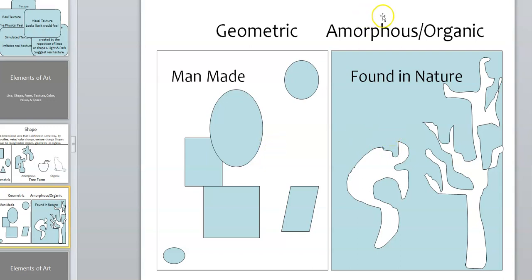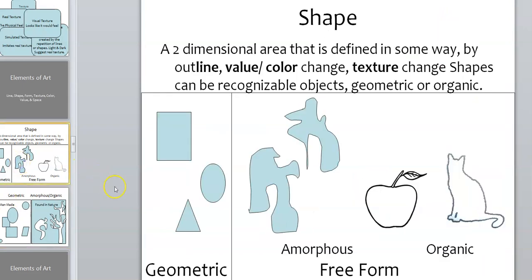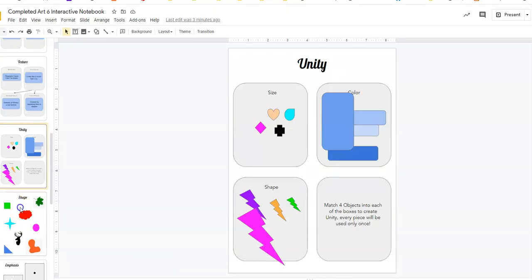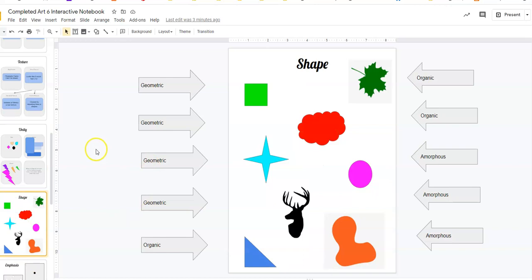The other side of this is the amorphous and organic. That stuff's found in nature. There are no rules, like so many angles that have to be in a thing or so many sides. Amorphous is going to be a blob, and organic is going to be the silhouette of a living thing. So plant, animal, person, that's what is going to be an organic shape. If we pop down here to shape, you can see we have geometric labels, organic labels, and amorphous labels. So we have to label the shapes that are here.